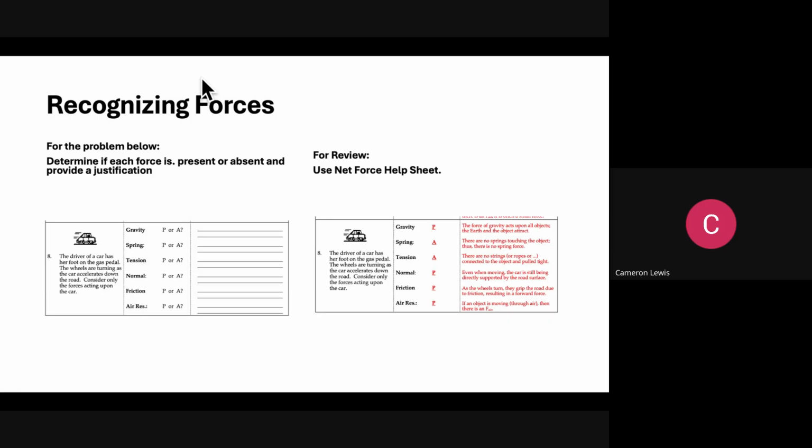There's no spring force, no string force. Gravity is always present. So when you go through these, you want to do it just like this and talk yourself through it. I know gravity is always present, so it's going to be there, right? Do I see a spring? Yeah, well, this is number 8, but you have to do all of these. I didn't miss the spring, tension.